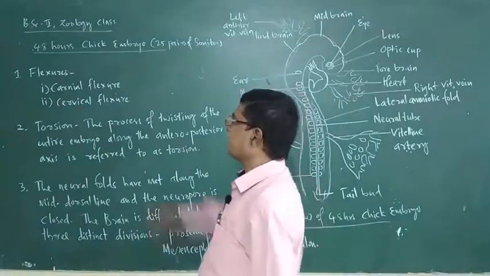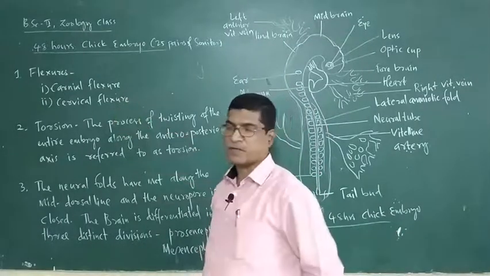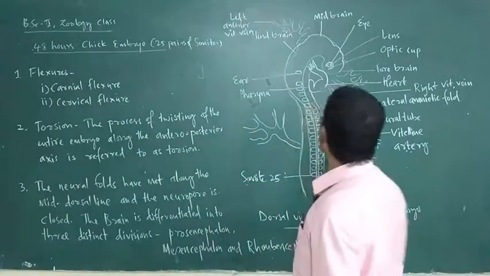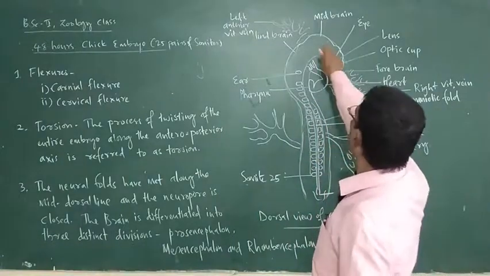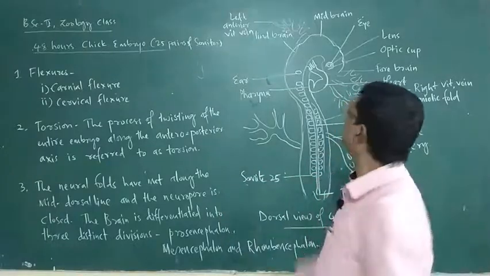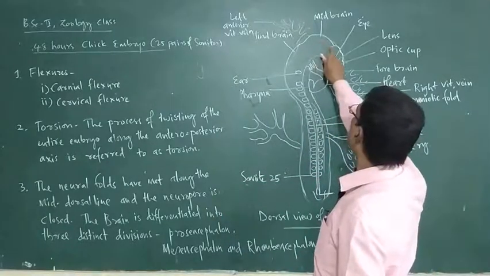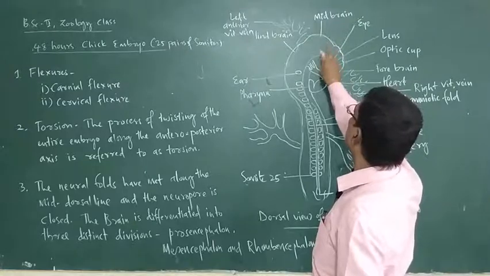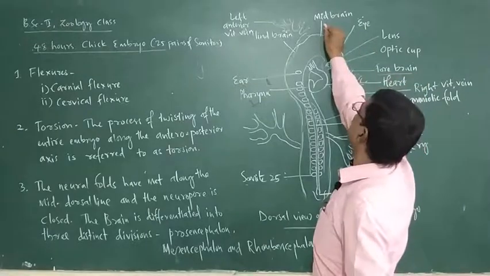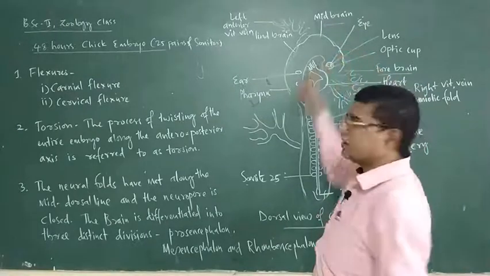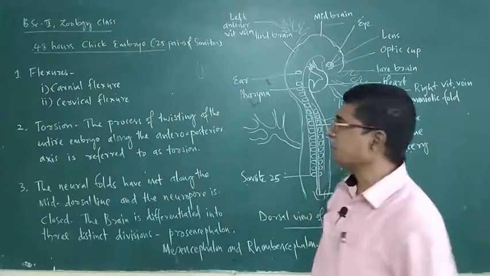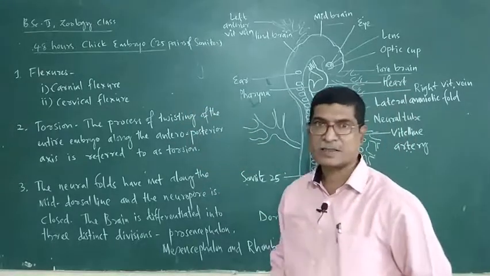There are two bendings: cranial flexure and cervical flexure. Cranial flexure occurs at the level of mesencephalon. Mesencephalon means midbrain. So here one turn has occurred between forebrain and midbrain. This is forebrain and this one is midbrain. Between these two, one bending has occurred. This bending is called cranial flexure.